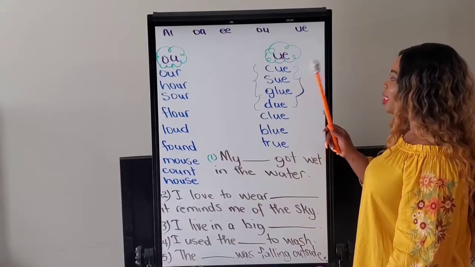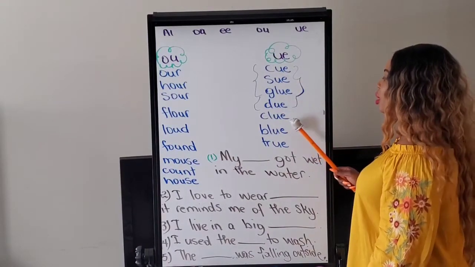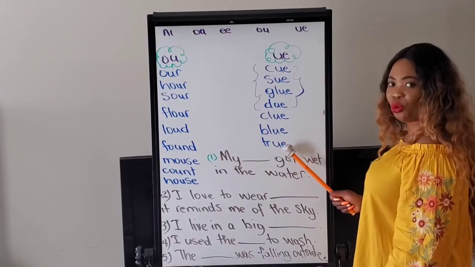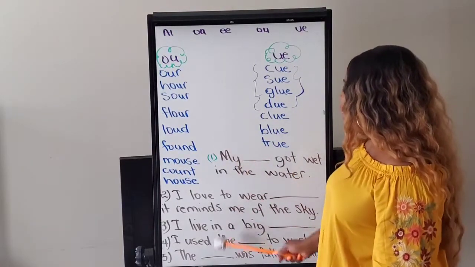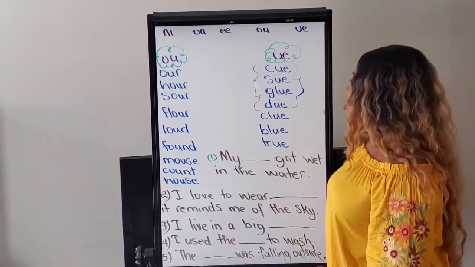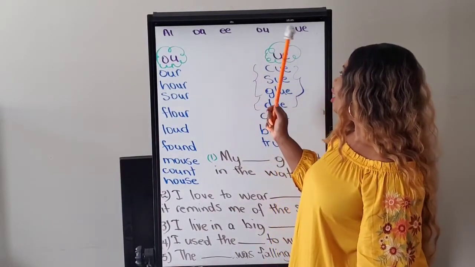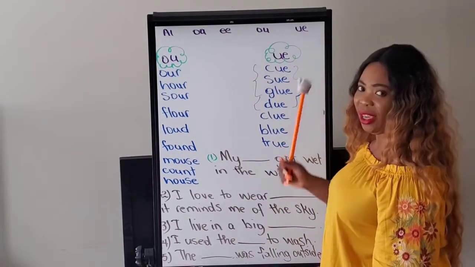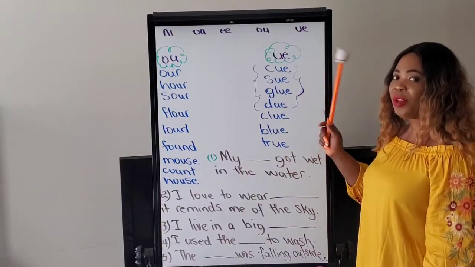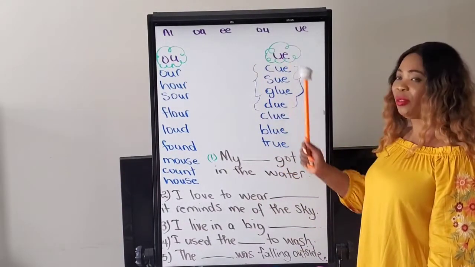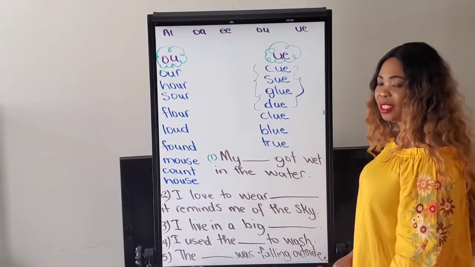So again, I'll call these for you. Q, sew, glue, dew, clue, blue, true. Yay. All right, my geniuses. Now I have a little activity here for you. So since we looked at AI, OA, EE, OU, and UE in this lesson, you are going to use one word out of each of those categories that I gave you, and you will use them to complete these sentences for me.